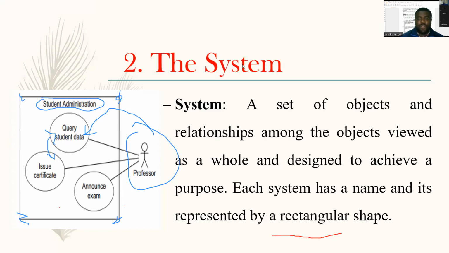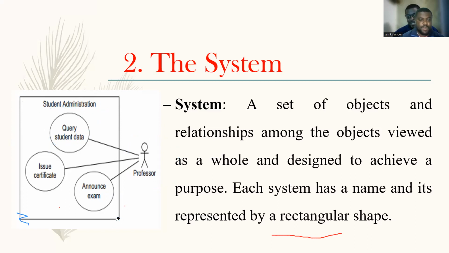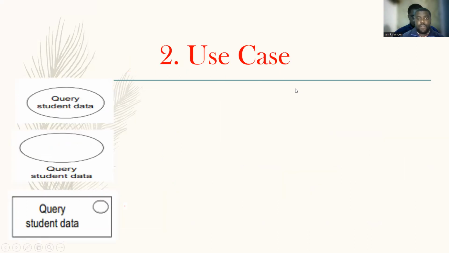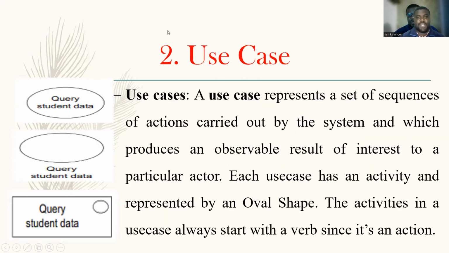Now, let's move further. Okay, let me erase this. Then we have the use cases on their own, which is the last component. Now, a use case represents a set of sequences of actions that will need to be carried out by the system to produce an observable result of interest to the actor. Since the actor communicates with the system through a use case, the use case represents, note the word represent, a set of sequences of actions that will need to be performed.